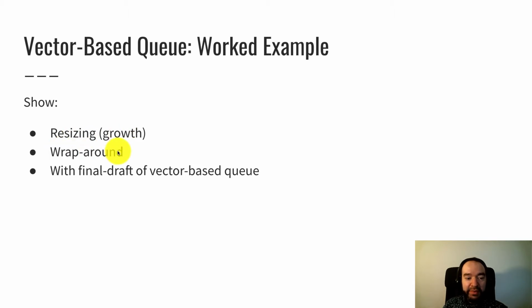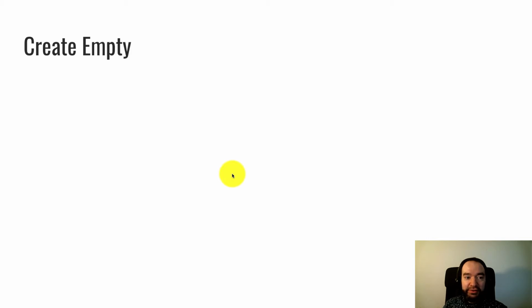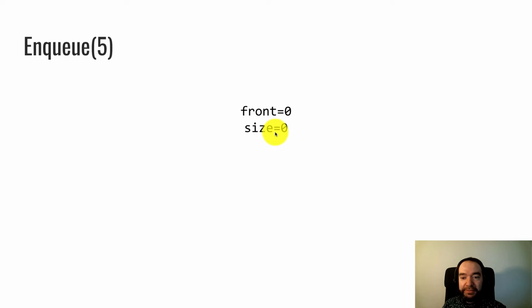We're going to see the wraparound behavior, and this is all with the final draft of the vector-based queue, the third draft. So let's go here. We're going to start off and do the create empty operation. That will initialize our queue with front at index 0 and size 0. Now let's say I enqueue the number 5.